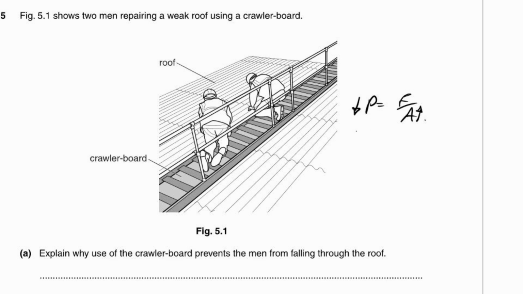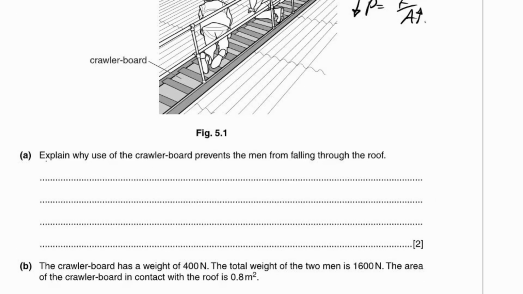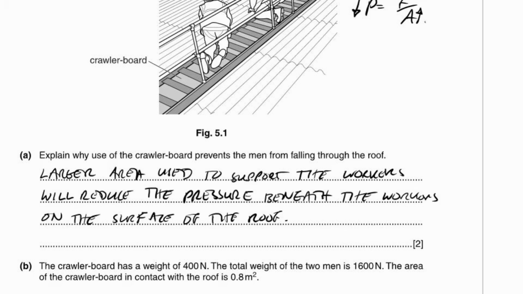So now we want to write that down. So we've got a larger area used to support the workers. What effect does that have? It will reduce the pressure beneath the workers. So there we go. We will reduce the pressure beneath the workers on the surface of the roof.